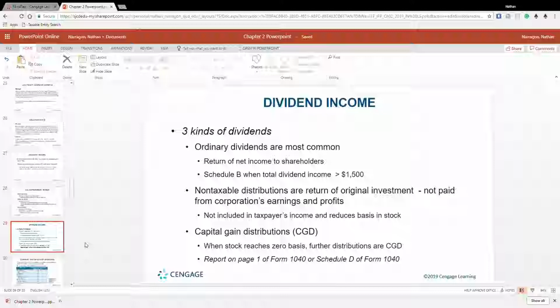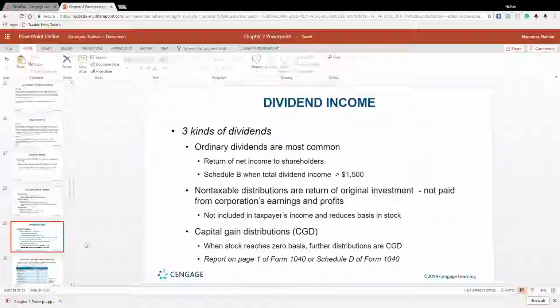They again will show on Schedule B when dividend income is greater than $1,500. Again, conservative accountants, most CPAs are going to put all dividends on there, just so if the IRS looks, we report it all, even if it doesn't reach that $1,500 threshold.